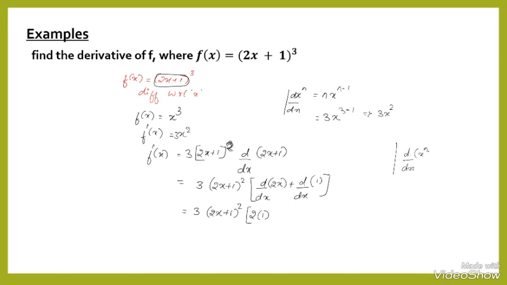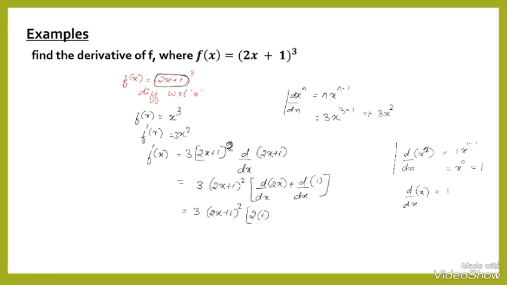x to the power n. Here n is 1, x to the power 1. Therefore, differentiation, what is that? 1 into x to the power 1 minus 1. That is 1 minus 1, 0. x to the power 0 will be 1. Therefore, differentiation of x is 1.